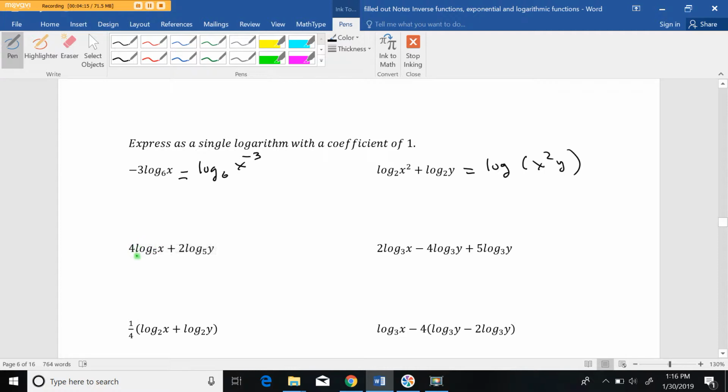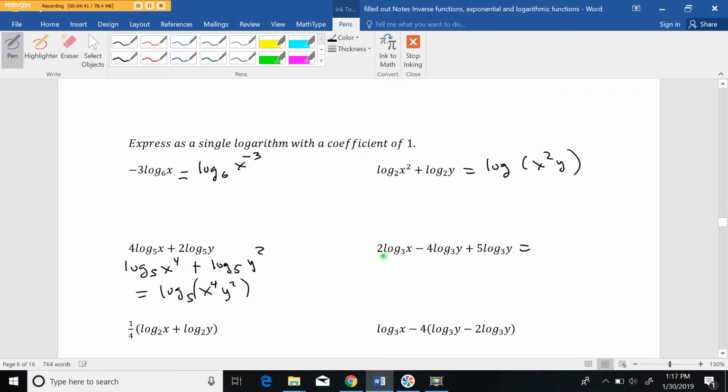This one. First of all, let's maybe apply the power rule here. This is going to be log base 5 of x to the 4th plus log base 5 of y squared. And now we can combine these as one logarithm. Log of the product is the sum of the logs. So this is log base 5 of x to the 4th y squared. That should be in parentheses.